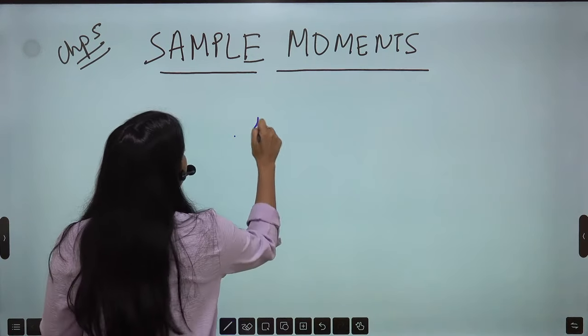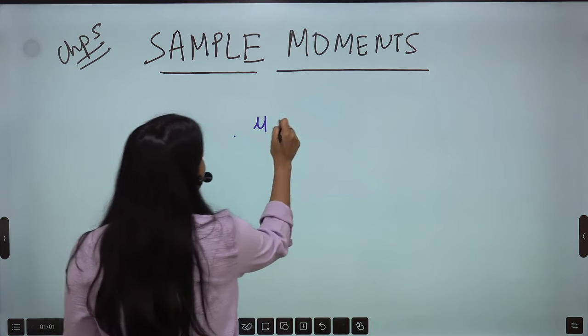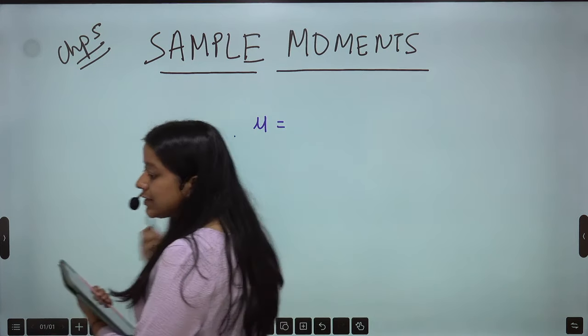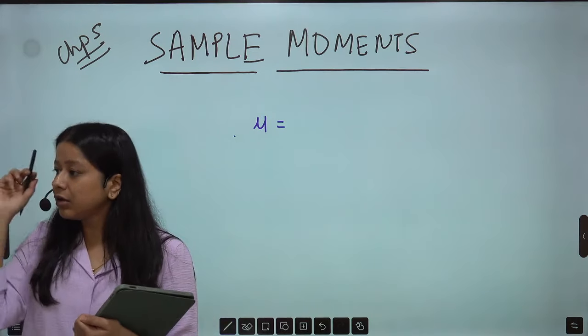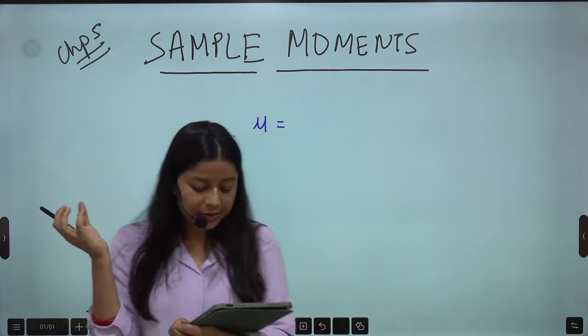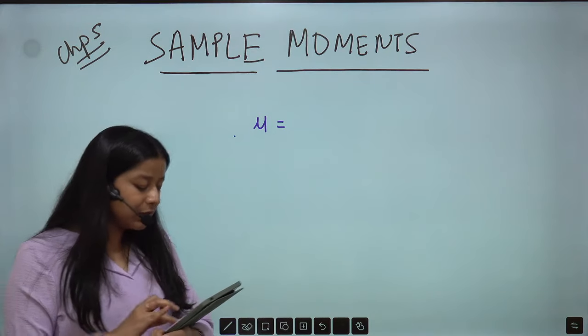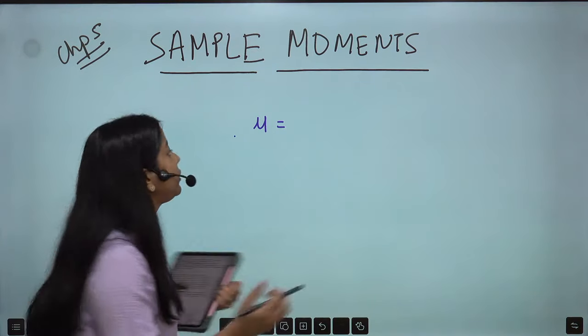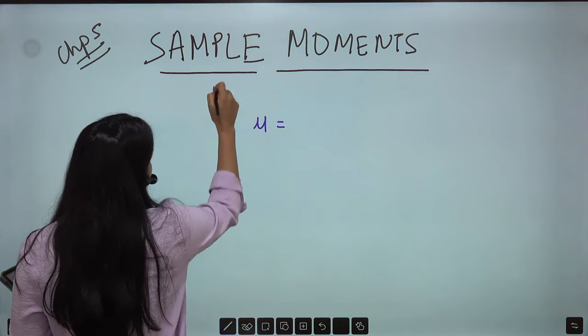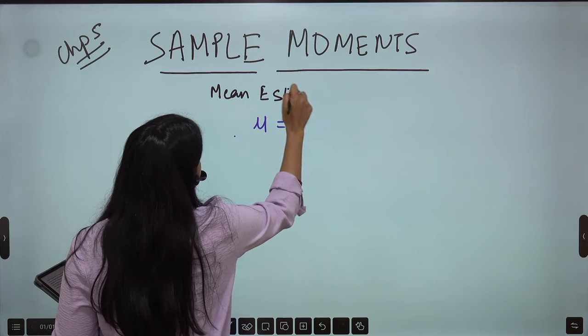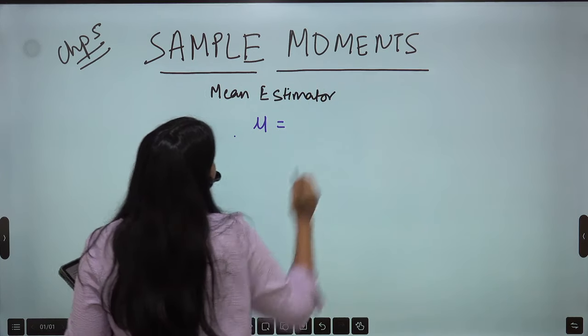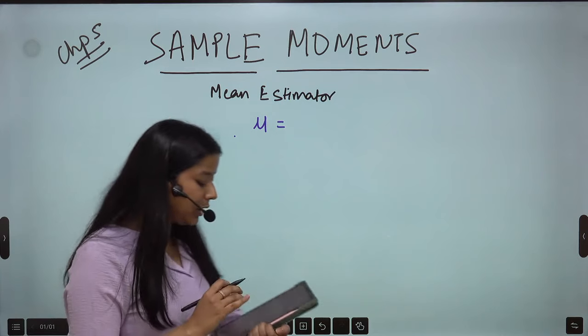So here what we'll be doing now, if you all remember, how did we calculate mu, which is the mean? Now, instead of mu, mean, which was 1 by n summation xi, that is how we calculated the sample mean. Now, if I say that the mean estimator, I make this as mean estimator. What is a mean estimator?